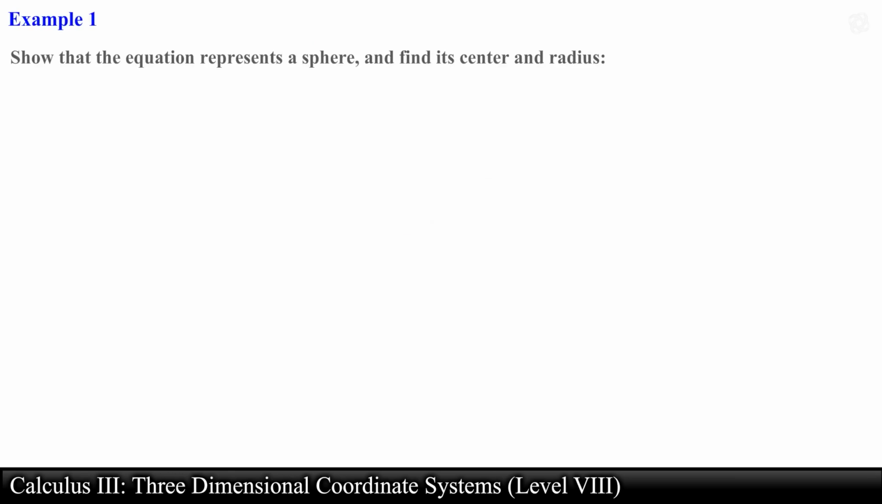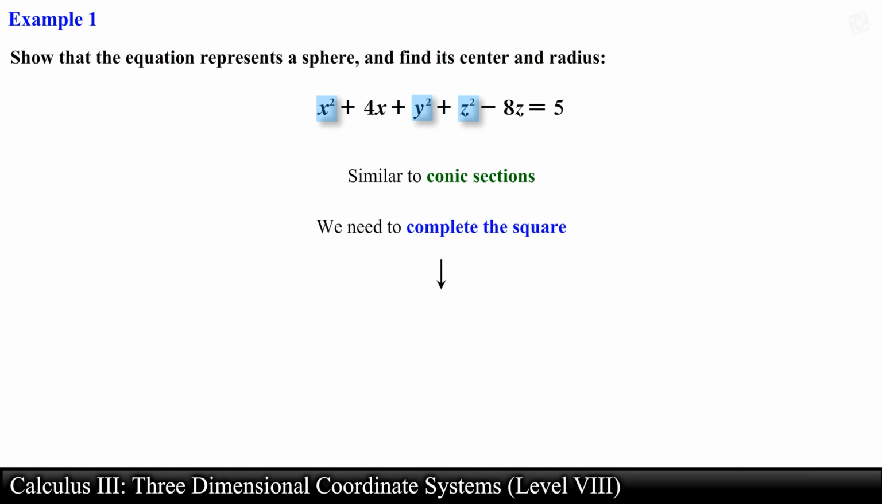Let's go over an example where the equation of the sphere is not written in standard form. Show that the equation represents a sphere and find its center and radius. This problem is similar to the problems that you encountered in your pre-calculus class, especially when you were learning about conic sections. Because these equations contain a quadratic term, also known as a power function of degree 2, we need to complete the square in order to obtain the binomial squared characteristic of an equation of a sphere.